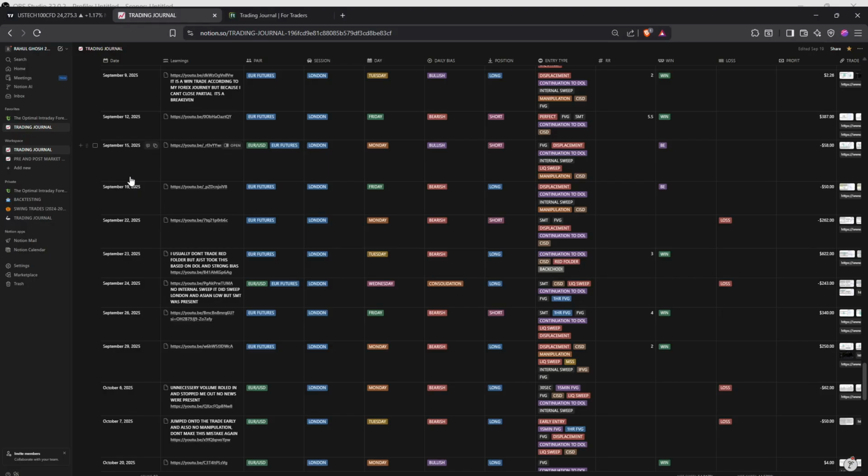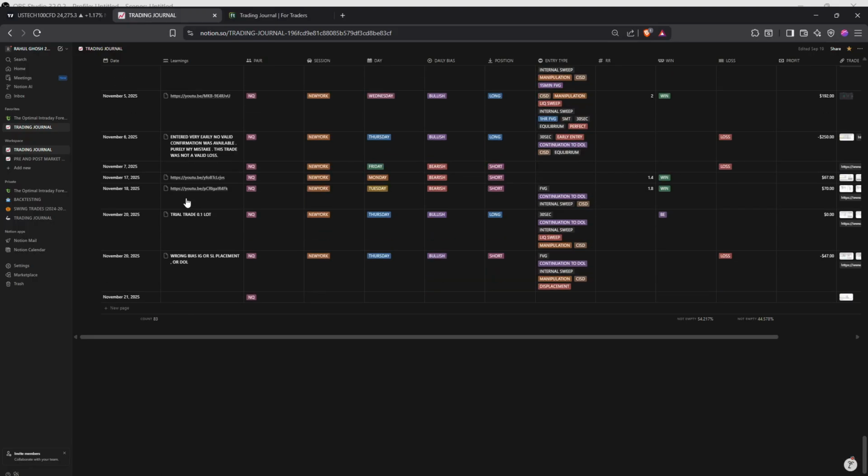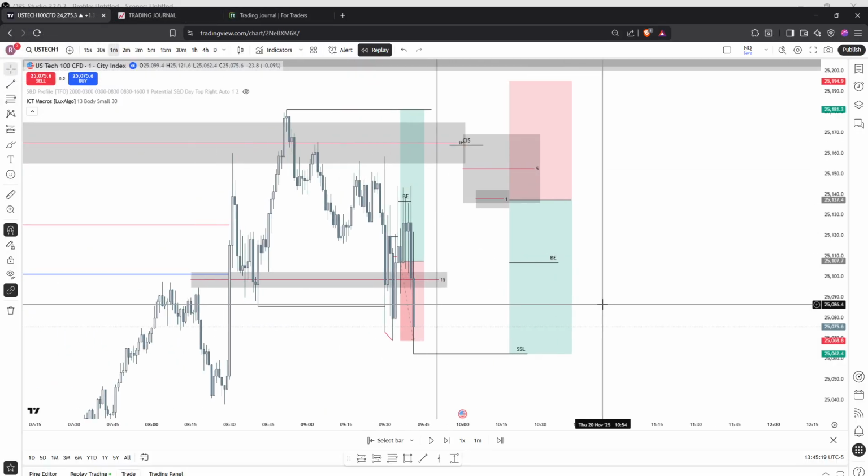The same pair, I hardly take two trades a day. That is very rare. Within this whole year, I have maybe taken two trades a day only a couple of times. I just try to follow one trade a day and live with it, whatever the outcome may be. Okay, so now moving on to the second trade.